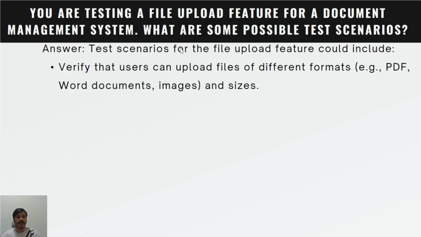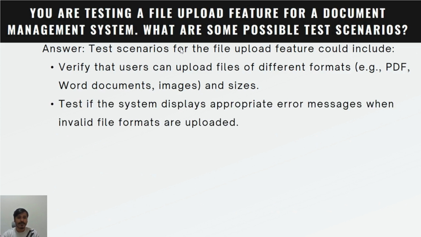So the first scenario is verify that users can upload files of different formats: PDFs, Word documents, images, and size. Test if the system displays appropriate error message when invalid file formats are uploaded. Say for example, my application doesn't support PDF. So I should get this message on the UI that you are trying to upload a PDF file and we are not supporting it. So it will make my life as an end user easier to identify that, okay, this application is not supporting PDF. I need to use some other format like Word document.